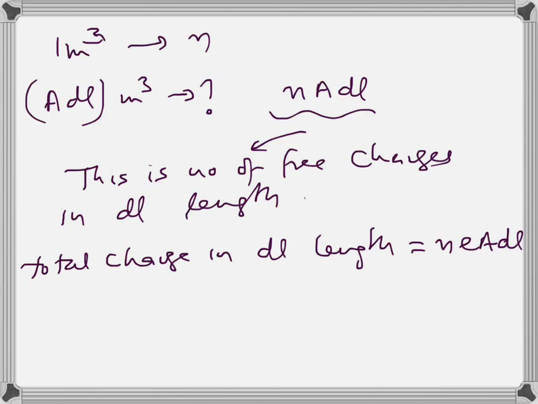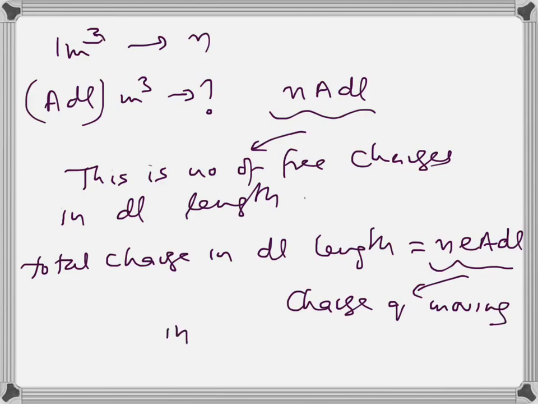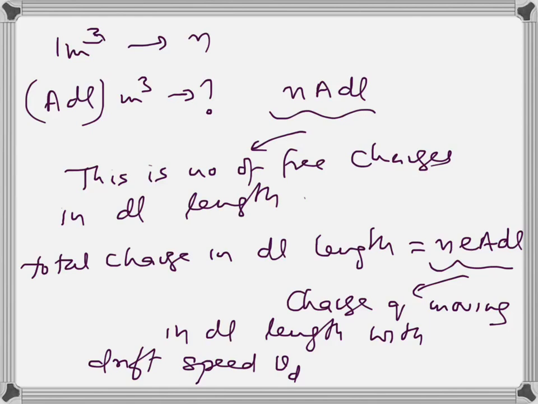Suppose you find 10 positive charges in length dl, each positive charge has value e, 1.6 into 10 power minus 19. So 10 positive charges will be 10e. Here we have nA dl positive charges into e, which will be the total charge. So this is the charge Q moving in dl length with the drift speed Vd, because current is nothing but charges moving with the drift speed Vd, not the actual speed. The drifting is called current.